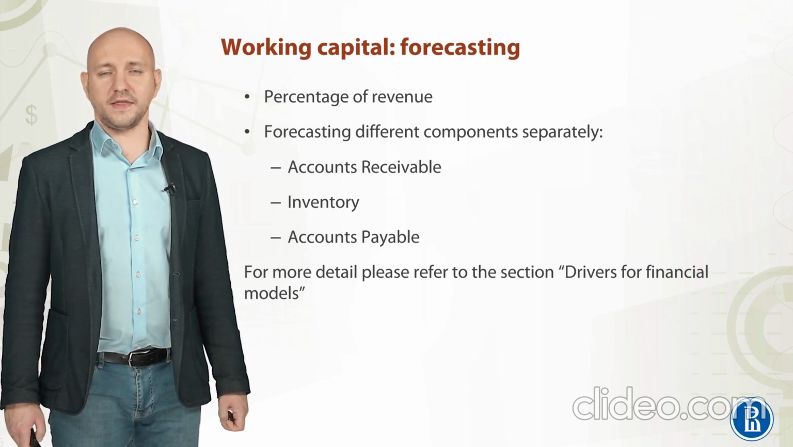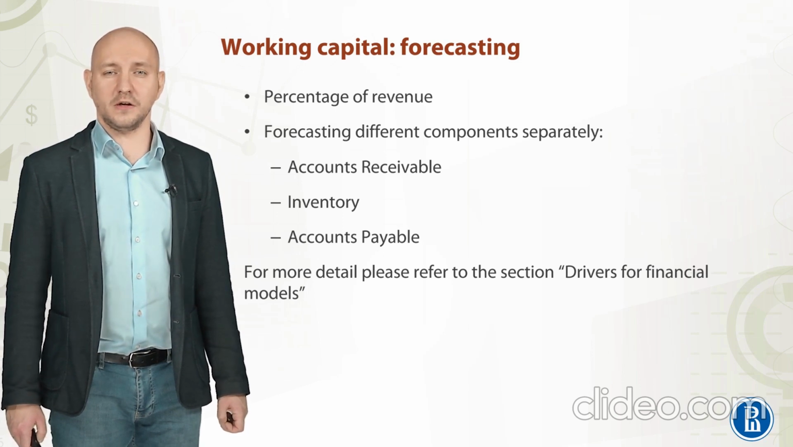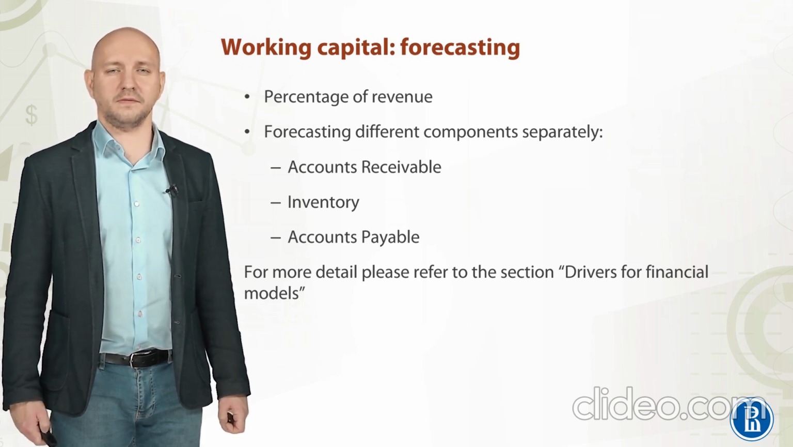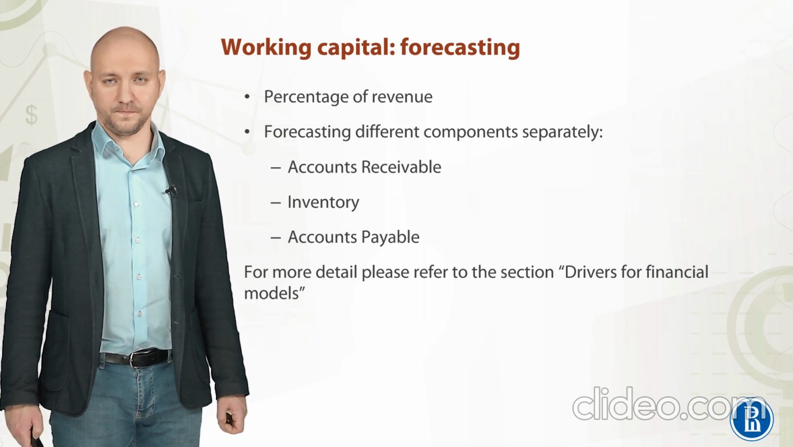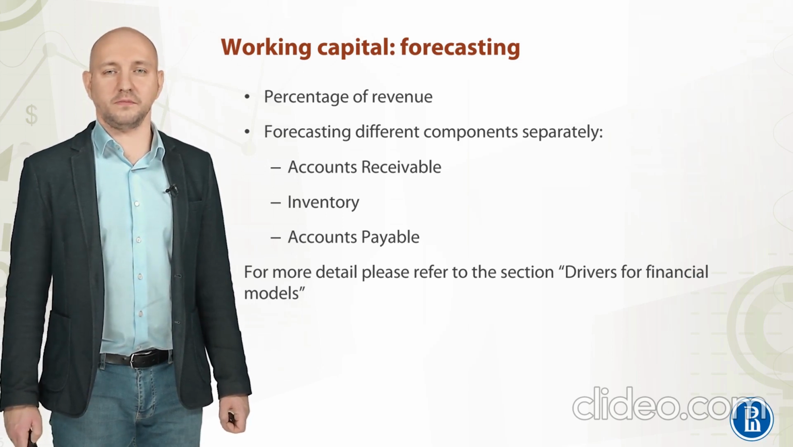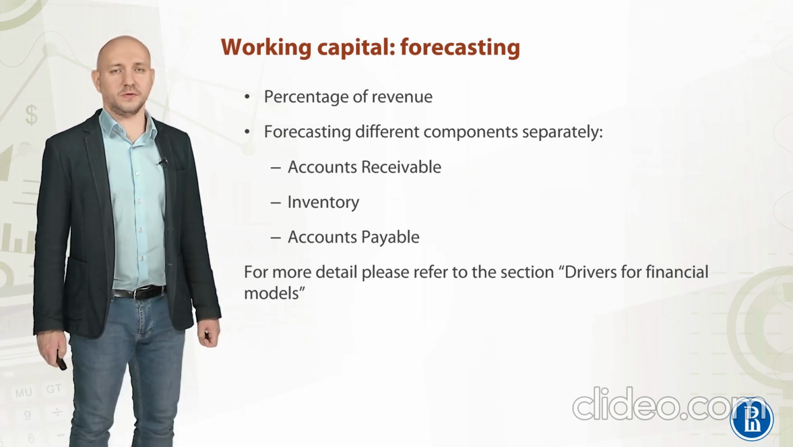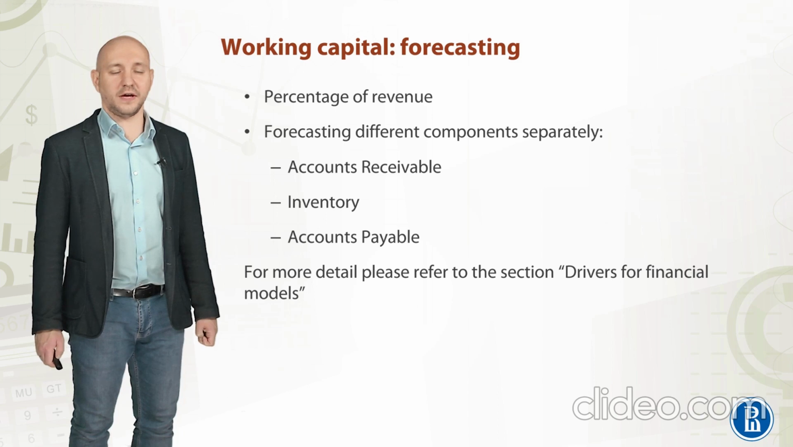The first way is that you simply use a percentage of revenue. So you calculate the total net working capital, which is accounts receivable plus inventory minus accounts payable, and you forecast this as a percentage of your future revenues. The second way would be more difficult and more different. You need to consider different components of your working capital. So you consider accounts receivable, inventory, and accounts payable, and you forecast them separately.